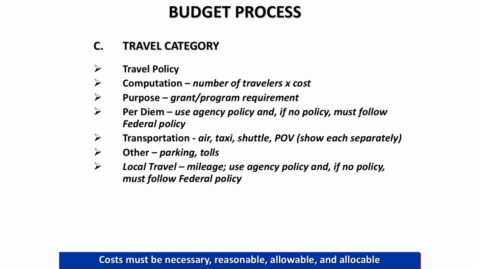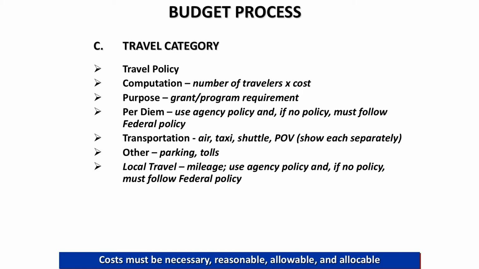The travel category. Now, this travel category can be challenging to folks at various times. The most important thing to start off with is your agency's travel policy, okay? You should follow your own agency's travel policy, even though you're implementing a federal grant program. We will look at your travel policy and make sure that it's not more lenient than the federal guidelines, because if it is, then we will require you to follow the federal guidelines. But again, for the most part, we're looking for you to follow your own travel policies.